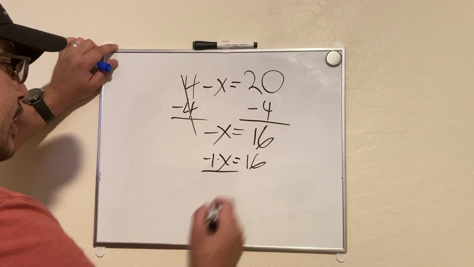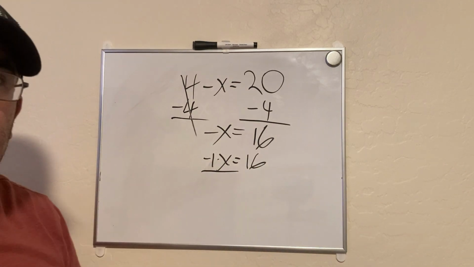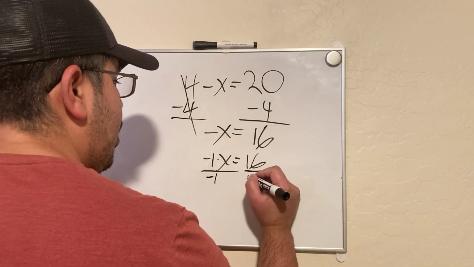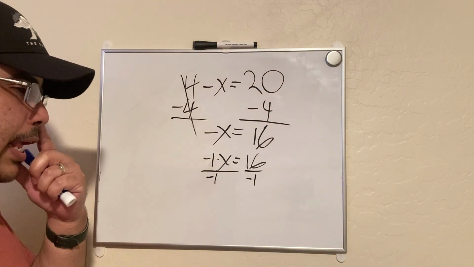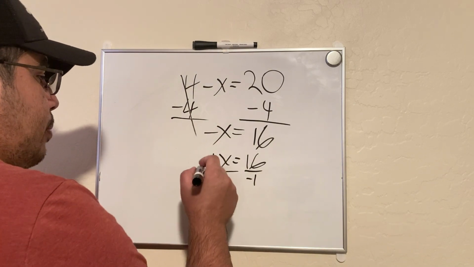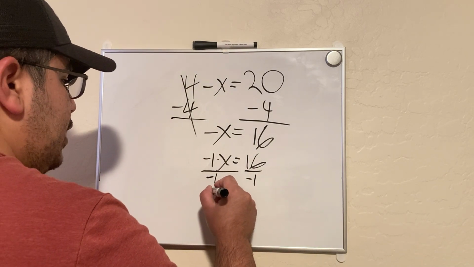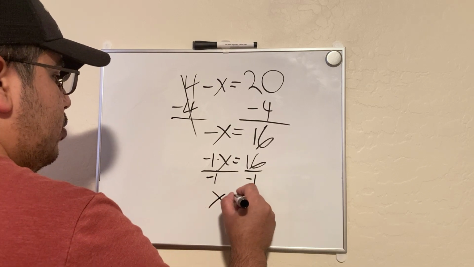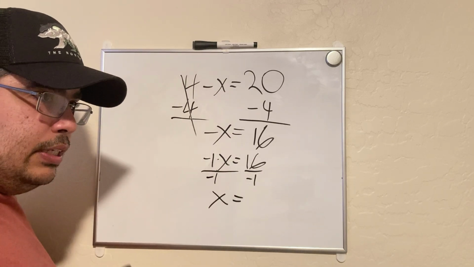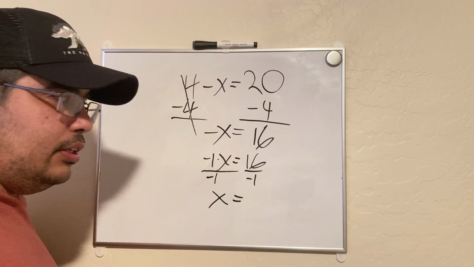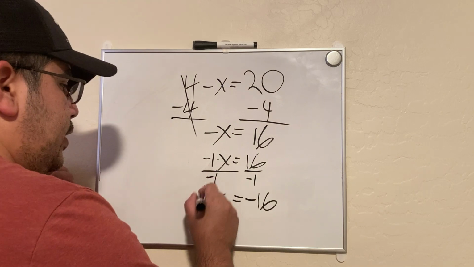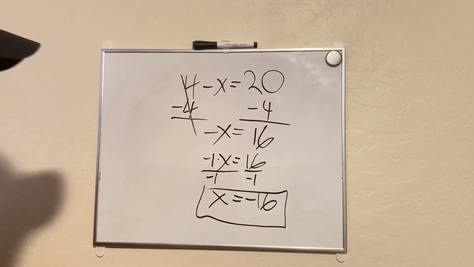But we have this negative 1, and we got to get rid of it. You can either multiply by negative 1 or divide by negative 1. In this case, I'm going to divide by negative 1 because it makes the most sense to me. A negative divided by a negative is a positive. So negative 1 divided by negative 1 is just 1x, or just written as x. And that equals 16 divided by negative 1. That essentially just changes the 16 to negative 16. So x is equal to negative 16. All right, perfect.